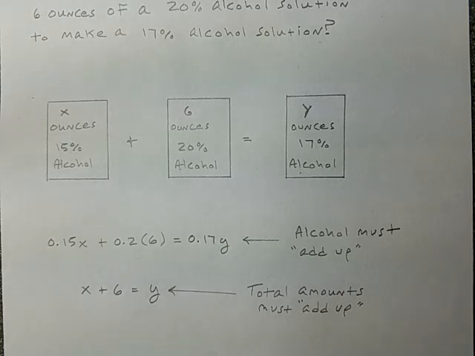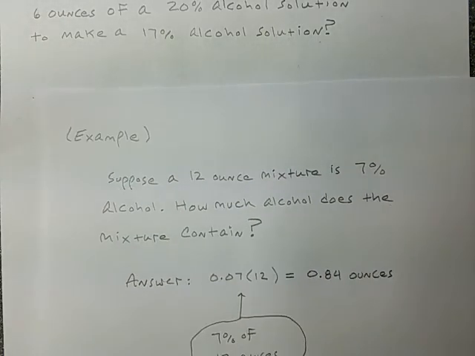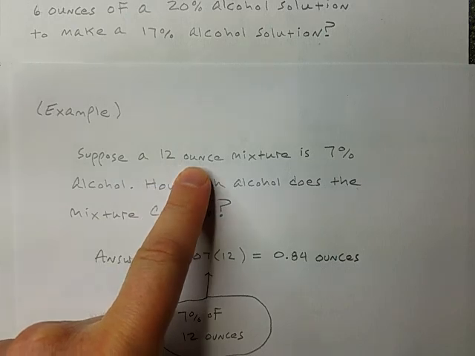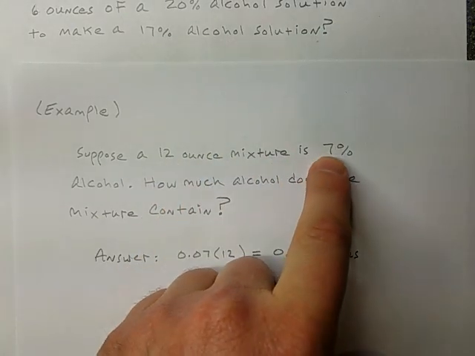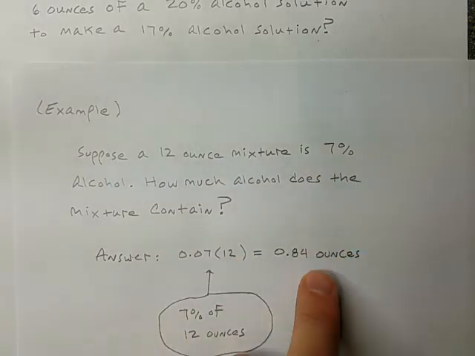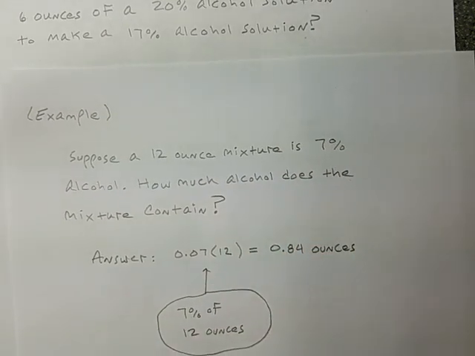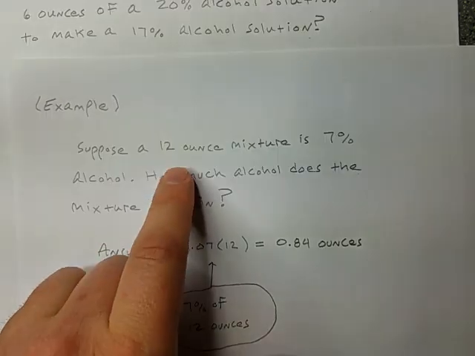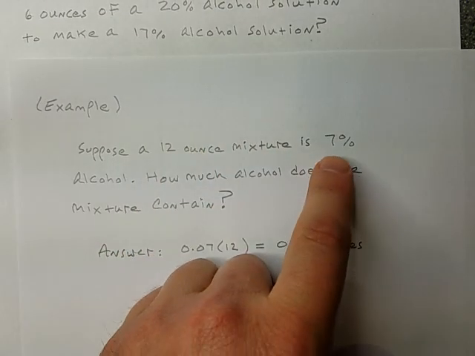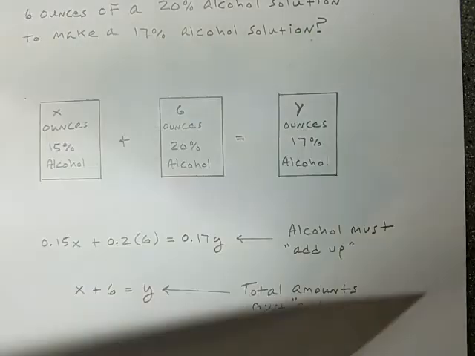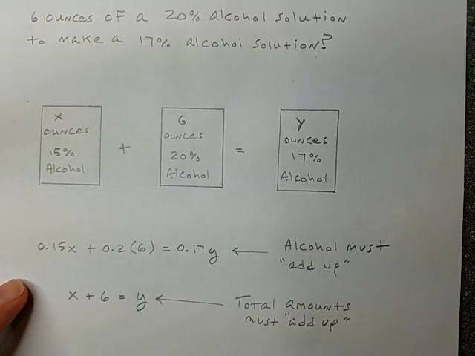And what I mean is that, remember, there is the amount in the container, which is 12 ounces, but then the amount of alcohol in the container is 0.84 ounces if it's 7% alcohol. So the total amount is different than the amount of alcohol in the mixture, and it's all based on the percent. So what's this equation say?